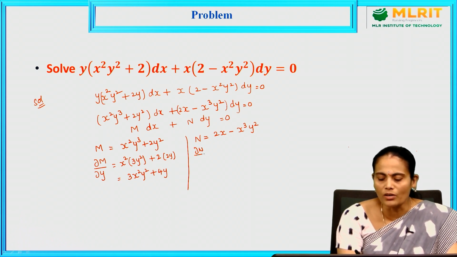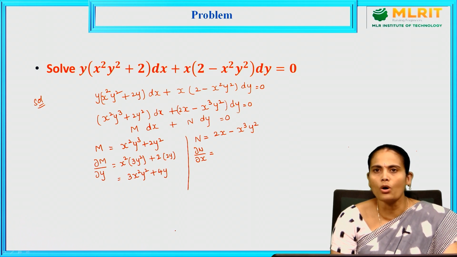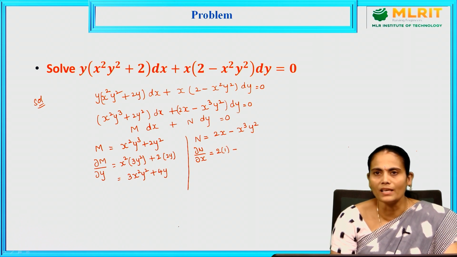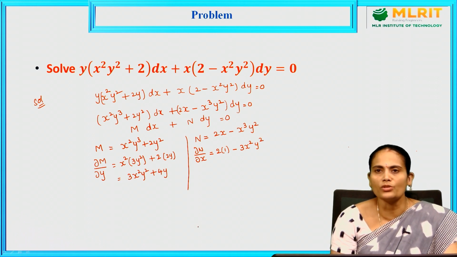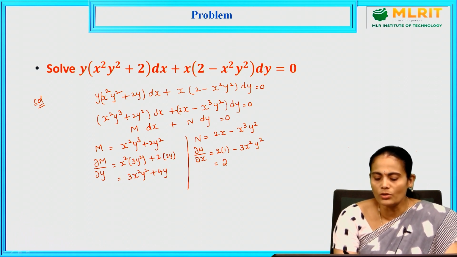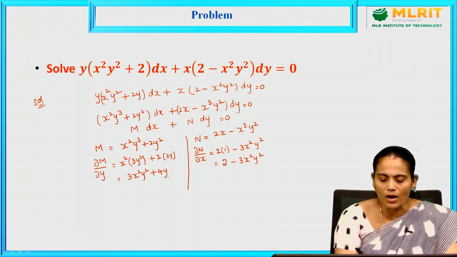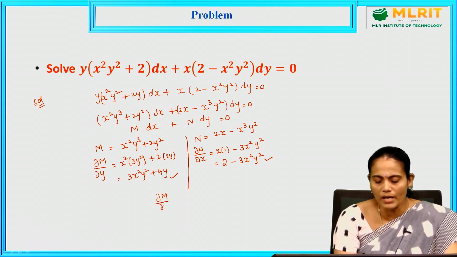And now we will find dou n by dou x. Do the differentiation with respect to x, treating y as a constant on n. The derivative of 2x is 2, minus the derivative of x cube is 3x square, and y square is a constant. So now the dou n by dou x value is 2 minus 3x square y square. Now observe these two partial derivative values. These two are not equal. So dou m by dou y is not equal to dou n by dou x.